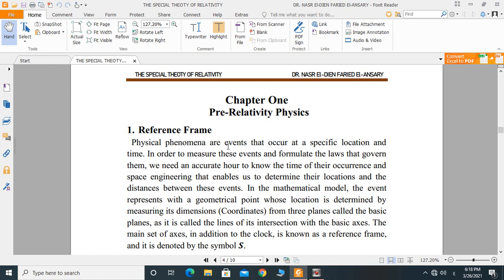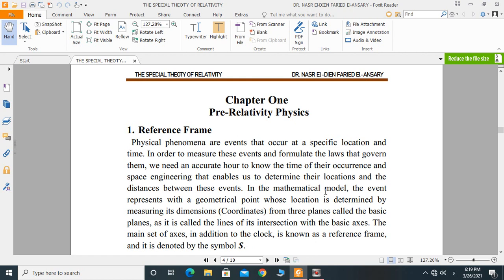Physical phenomena are events that occur at a specific location and time. In order to measure these events and formulate the laws that govern them, we need an accurate clock to know the time of their occurrence, and space geometry that enables us to determine their location and the distance between these events.